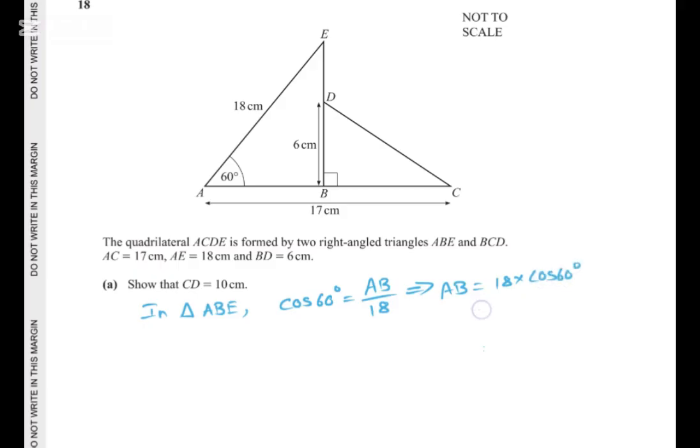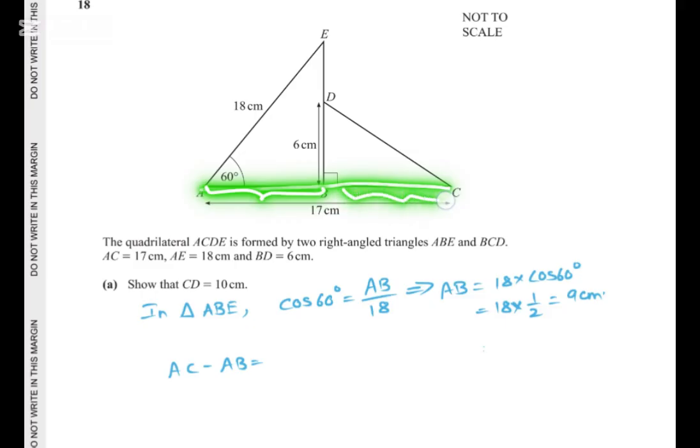What is the value of cos 60? You should remember the values of cos, sin and tan. Cos 60 is half, so it is 9 centimeters. So AB is 9 centimeters, and you know AC. When you know AC, you can find BC. From AC, if I subtract AB, I get BC. So AC minus AB is 17 minus 9, which is 8 centimeters.